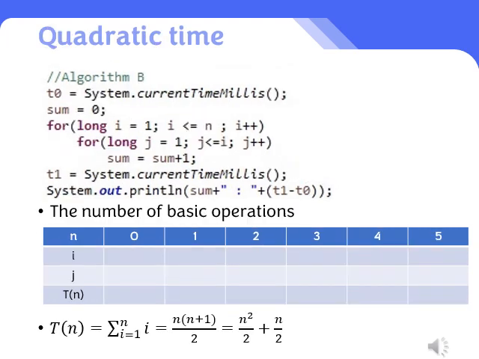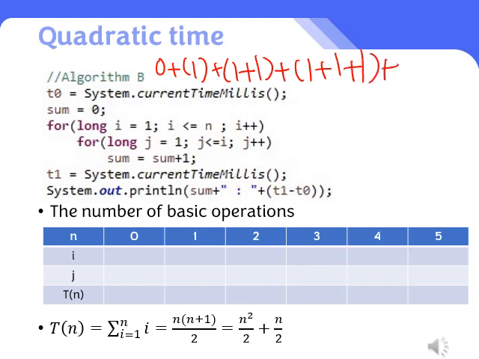The final algorithm we will analyze is algorithm B. The basic operation for algorithm B is also addition. Algorithm B computes 0 plus 1 plus 1 plus 1 plus 1 plus 1 plus 1 plus 1 plus 1 plus 1. Remember, these counts do not include assignments and the operations that control the loops.